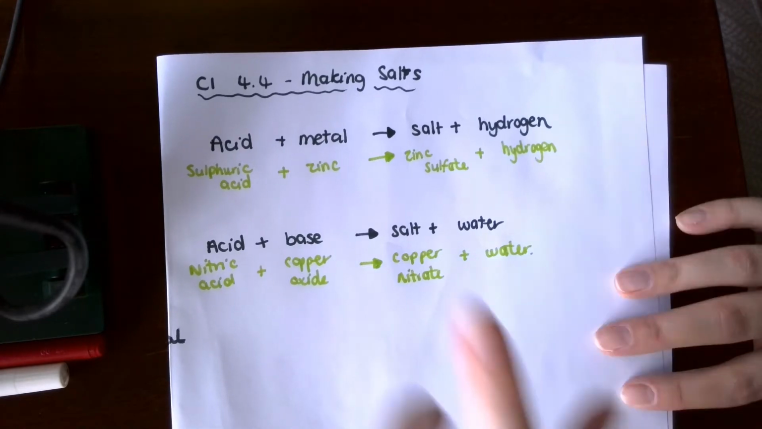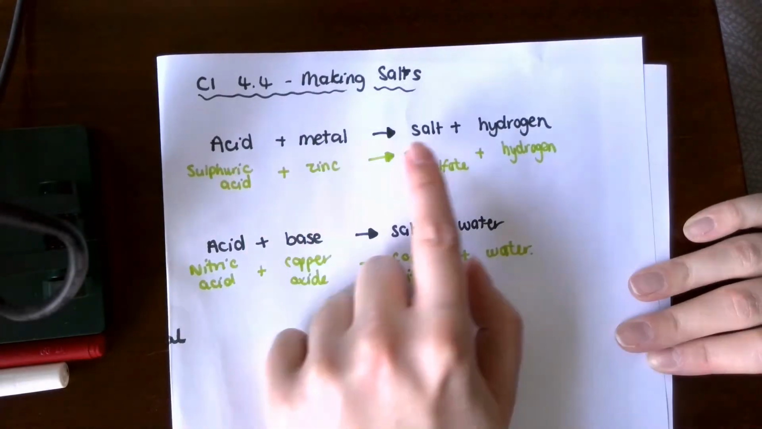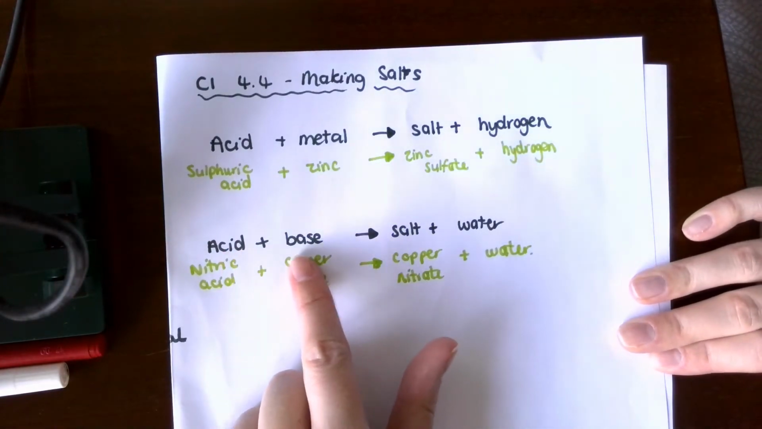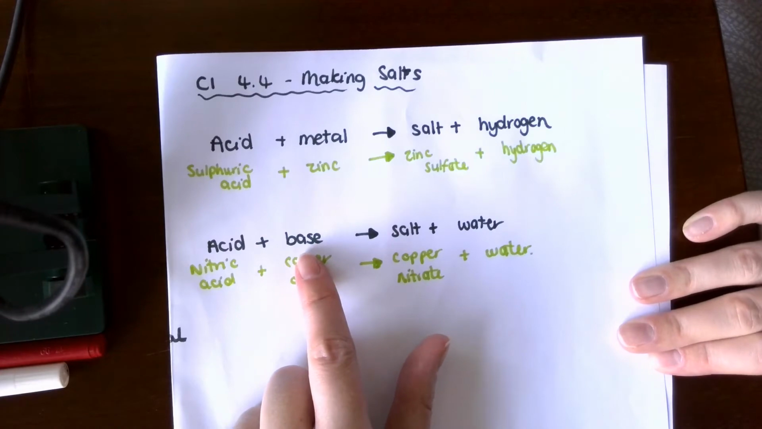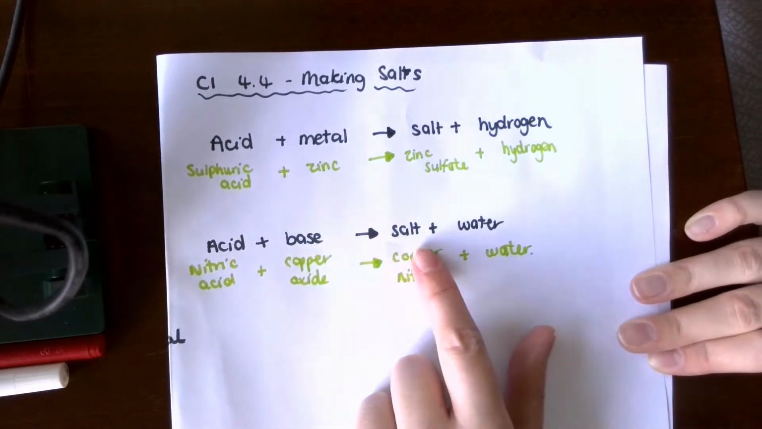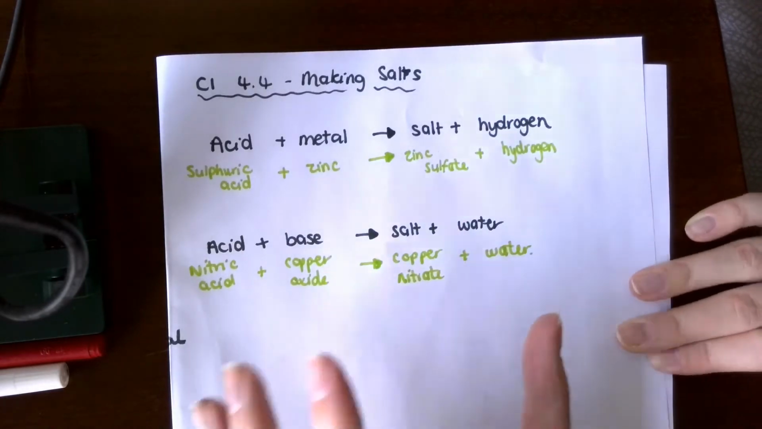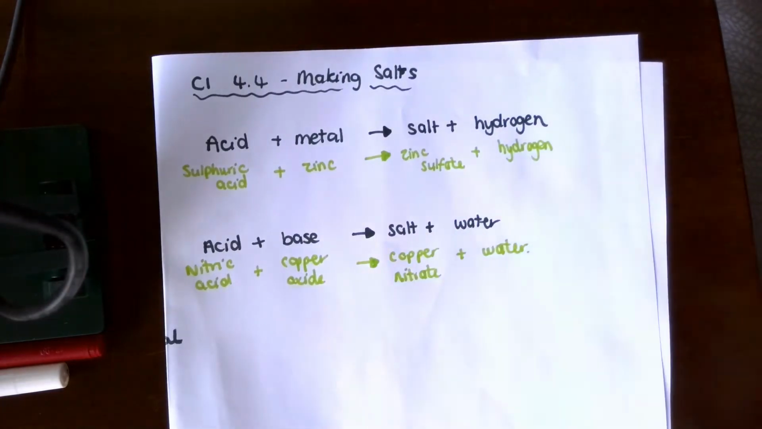So we can make them by using an acid and a metal to produce salt and hydrogen, or we can use acid and a base. And from our previous lessons, we know that a base is an alkali. So an acid and a base can produce salt as well, but it will produce water instead of hydrogen. This is all about how the ions switch around and attach to each other and what we've got left over.